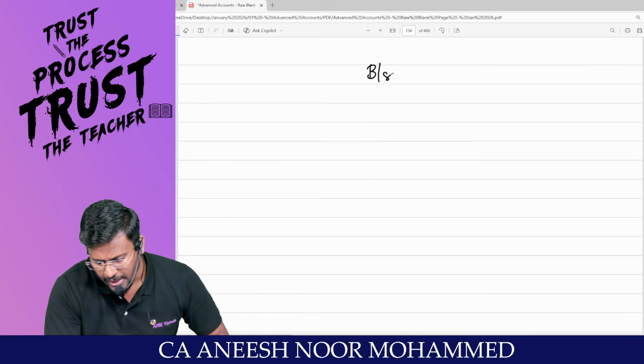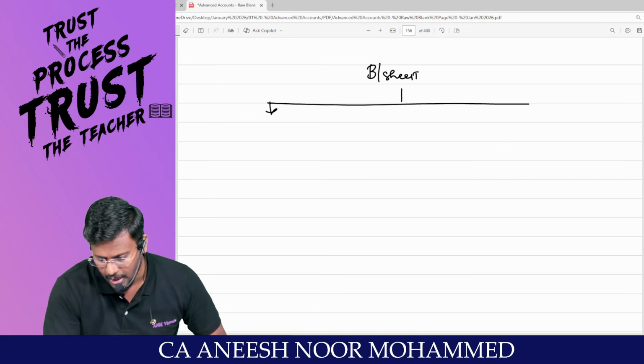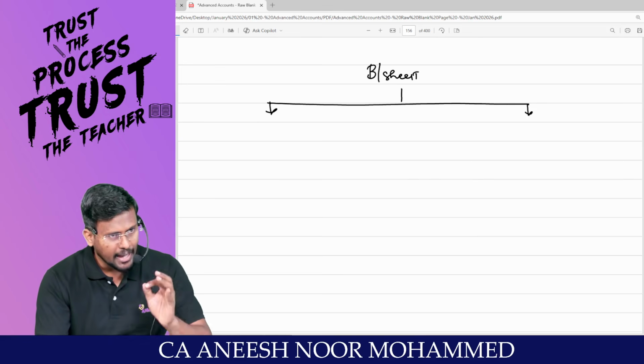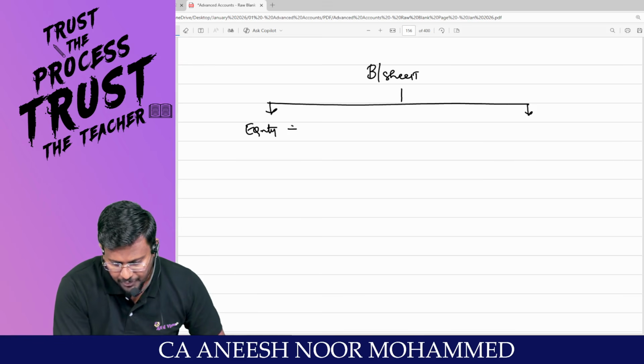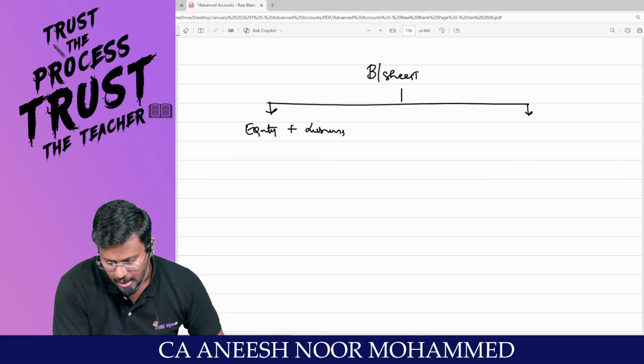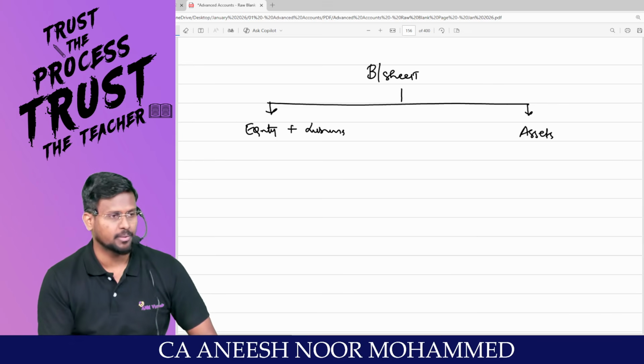So the balance sheet can be classified into 2 categories. Number 1, equity and liabilities. Don't say liability side. Equity and liabilities. Am I right? And number 2, asset side. Are you all really with me?